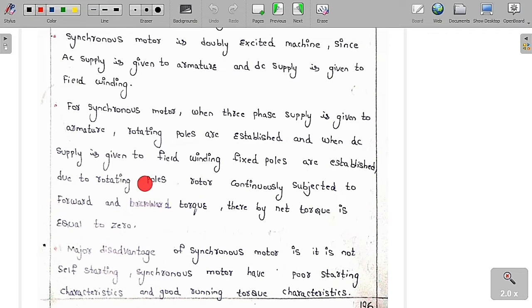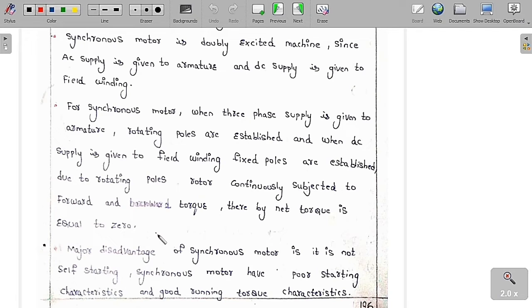For the synchronous motor, when the three-phase supply is given to the armature, rotating poles are established, and when DC supply is given to the field winding, fixed poles are established. Due to the rotating poles, the rotor is continuously subjected to forward and backward torque, so the net torque is always equal to zero. The same concept is also applicable for the single phase induction motor, which, as I have already told you, is not a self starting machine.